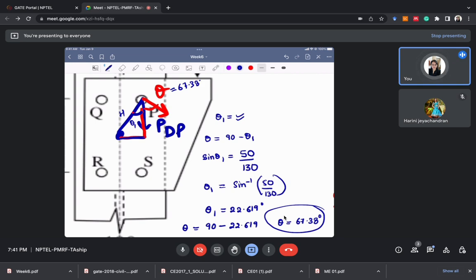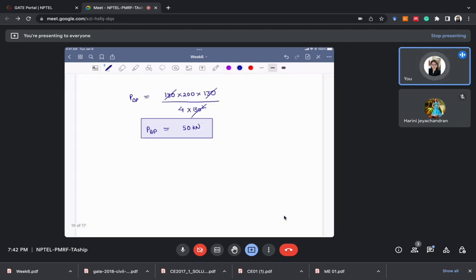What is theta actually? Theta is basically the angle between the P direct force and the bending force. So this is the angle theta that we need to calculate. You can use any method. If you want to do it some other way, you can, but this is one of the methods in which you can calculate the value of theta. So we got the value of theta as 67.38 degree.